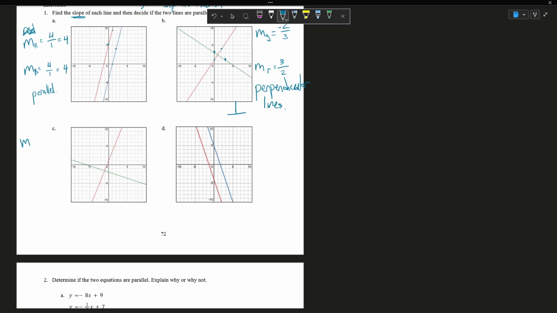So next up, m_green and m_red. For green, I have this point and this point. So down 1 over 3, negative 1 over 3. For red, I have this point. My eyes aren't great. There doesn't really seem to be a point. That one works.